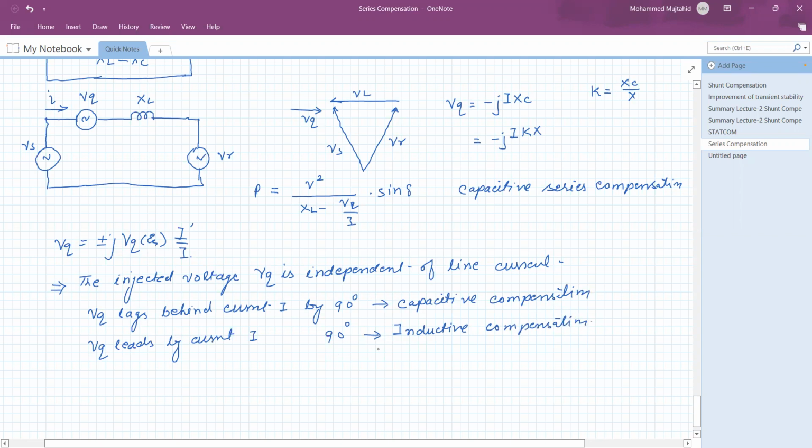So one may write, this is the equation which we have written, it is for the capacitive compensation, or we can write P is equal to V square upon XL plus VQ by I into sine delta. It is for the inductive compensation.